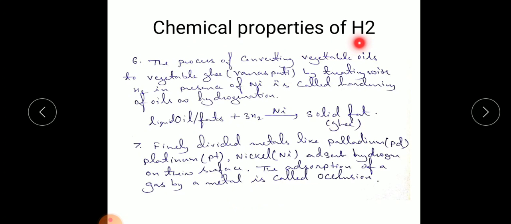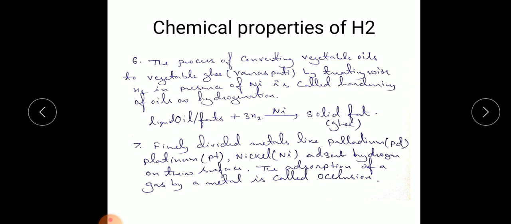Next, chemical properties of hydrogen. Reaction number 6. This is called hardening of oils or hydrogenation. The process of converting vegetable oils to vegetable ghee or vanaspati by treating with hydrogen in the presence of nickel is called hardening of oils or hydrogenation.